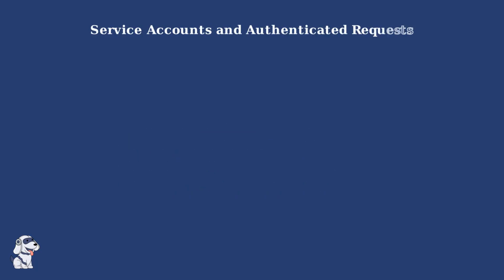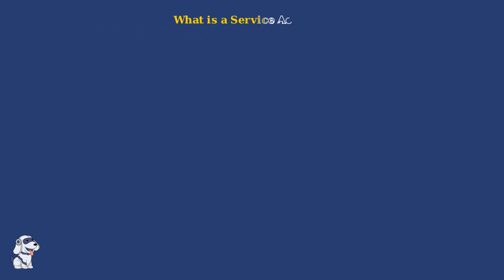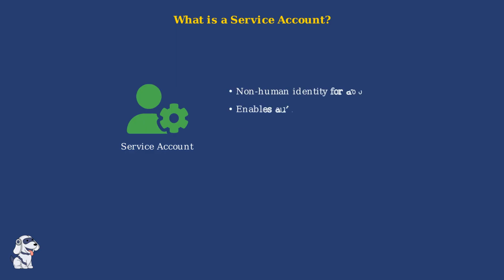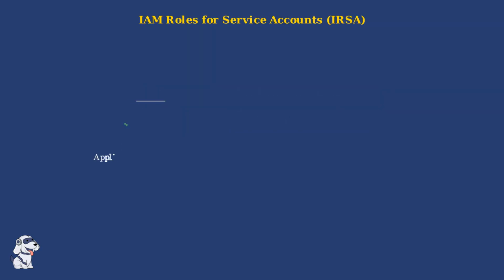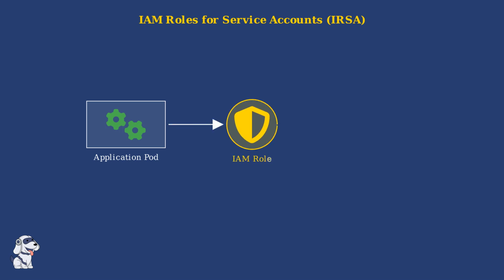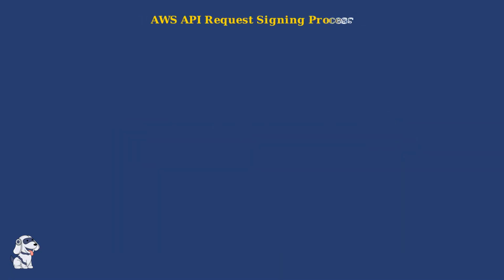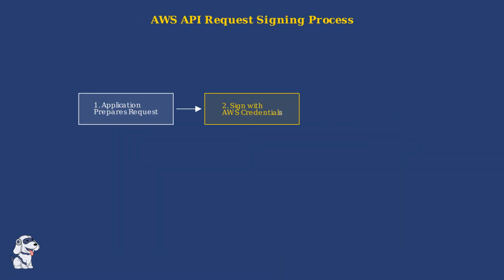Service accounts are a fundamental component of cloud security, enabling applications to authenticate and access AWS services without human intervention. A service account is a non-human identity that allows applications and services to authenticate automatically without requiring interactive login credentials. IAM roles for service accounts, or IRSA, allows applications running in containers to assume IAM roles and access AWS services securely. Every AWS API request must be signed with valid credentials.